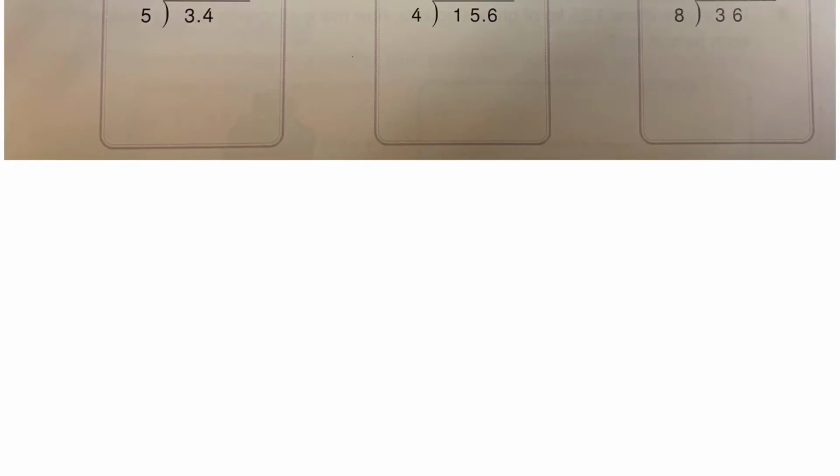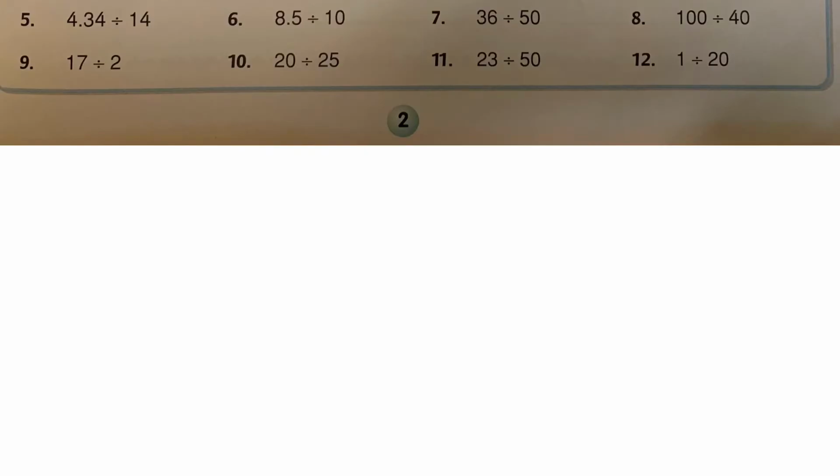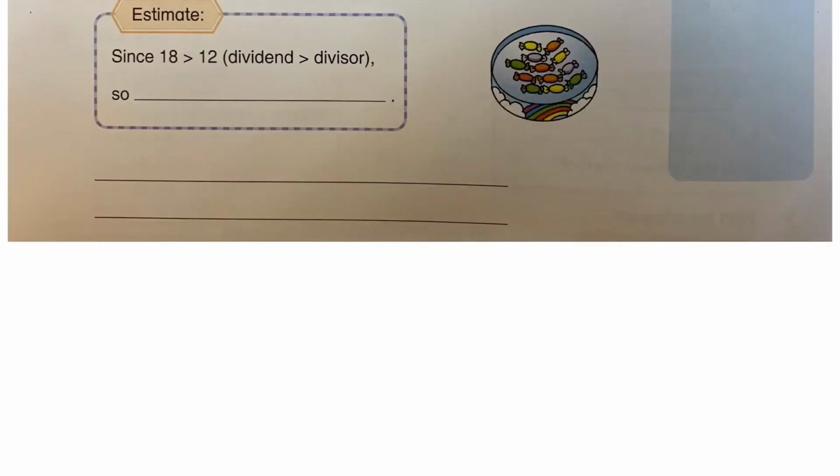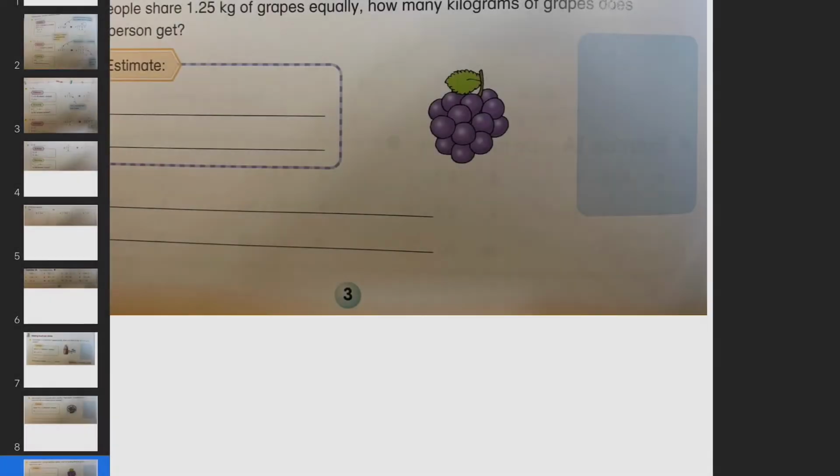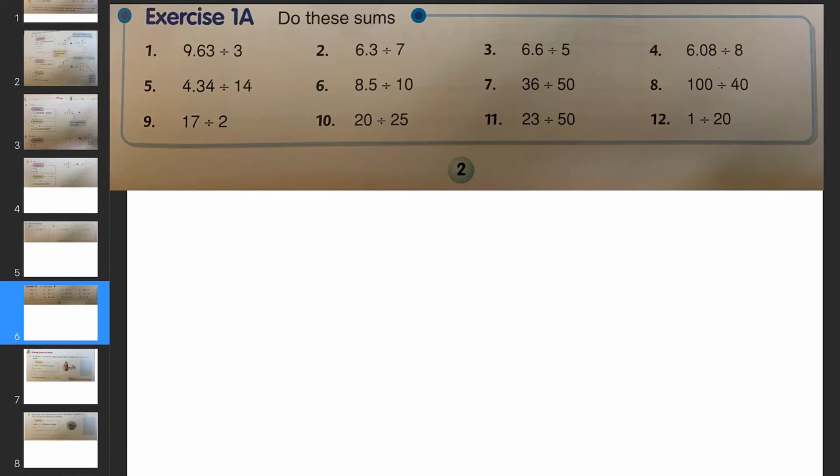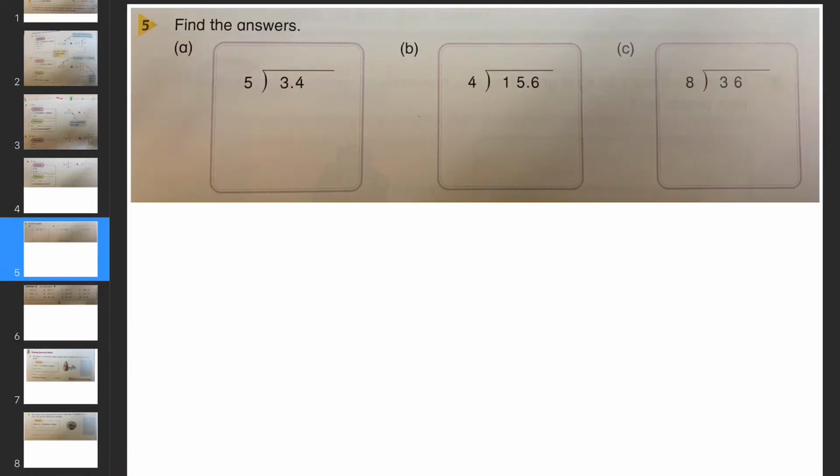Let's do 3 examples here. The first example, 3.4 divided by 5. Inside 3 there is no 5, so we put 0 here and the dot.